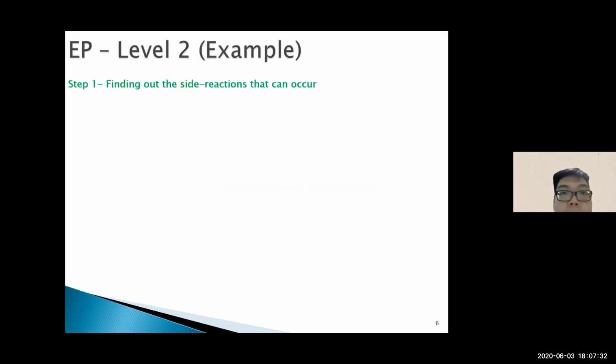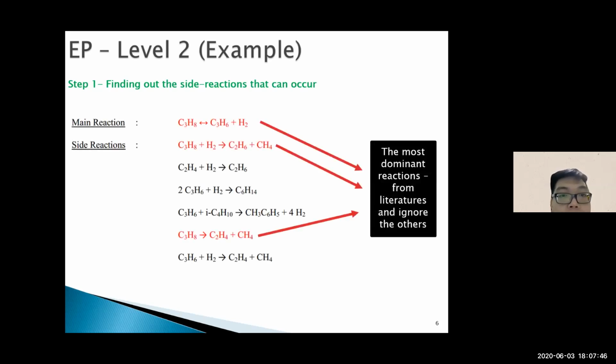So now for EP level 2, for this propane dehydrogenation example, in the first step, you need to find out what are the side reactions that can occur in your process. For this example, these are the main reaction and side reactions that could happen. In this example, I picked 3 reactions, including 1 main reaction and 2 side reactions. The option of selection depends on you based on your literature study or any books that I have mentioned before.